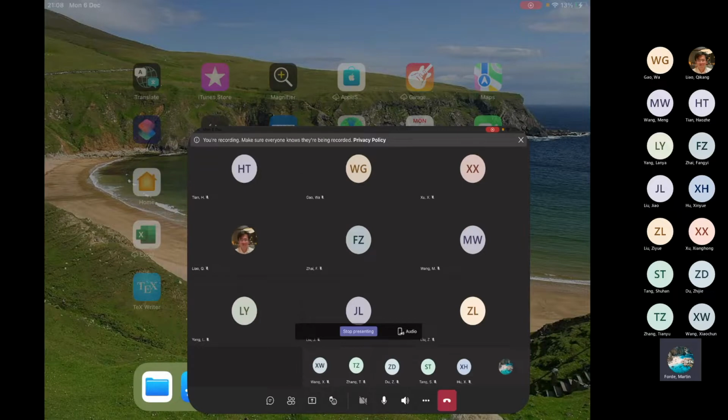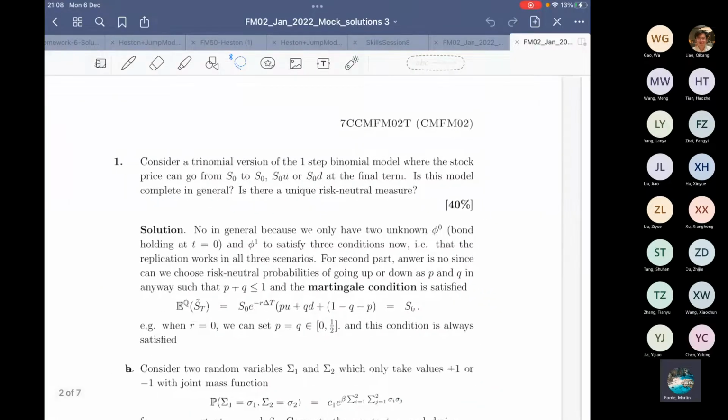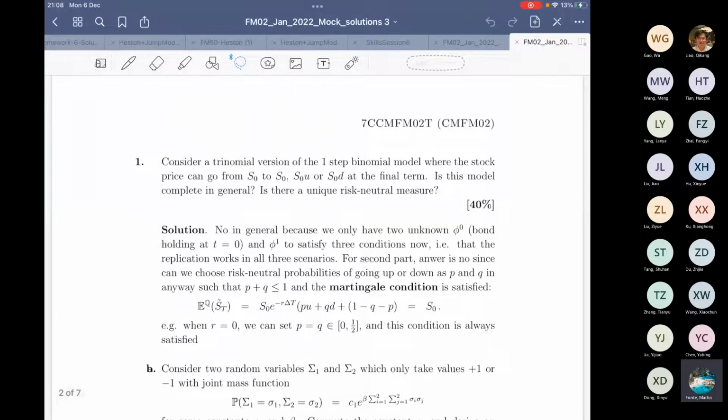So I've just added a few more questions to the mock. So it's more of a qualitative question now on the binomial model. It says consider a trinomial version of the one-step binomial model where the stock price can go from S0 to S0, S0U, or S0D at the final time. I meant there really, but yeah, time.